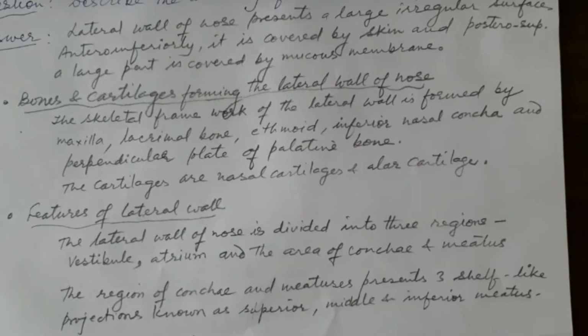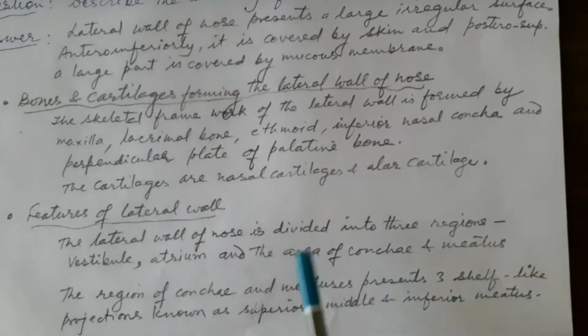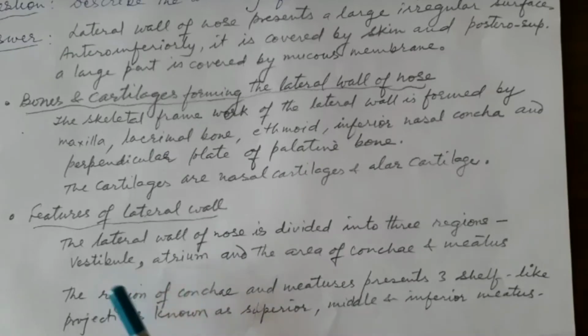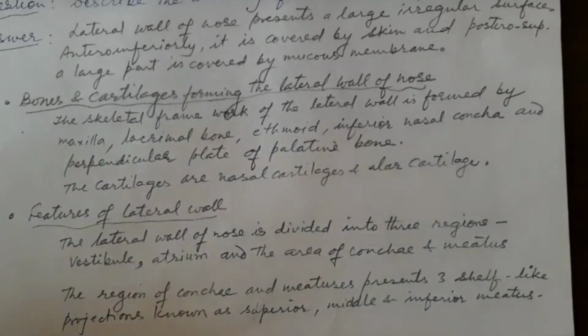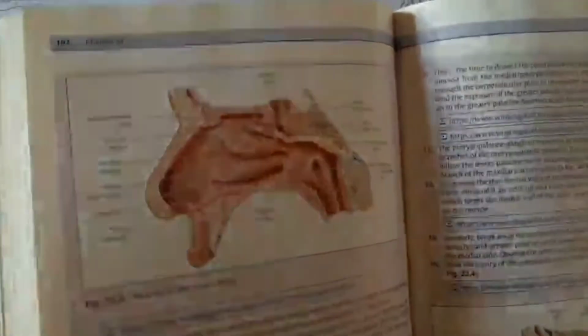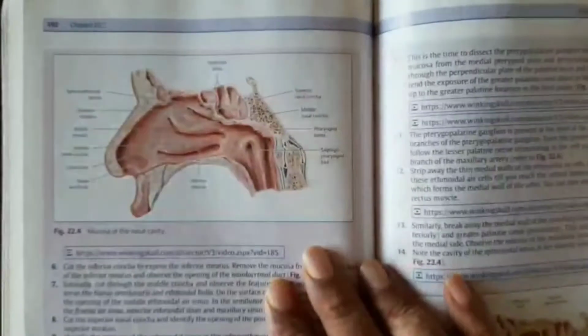So, features of the lateral wall. The lateral wall of the nose is divided into three regions. Which are the three regions? Vestibule, atrium, and the area of the concha and meatus. I will come back to the diagram which shows the lateral wall covered by the mucous membrane. Let me find where this is, and I will show you the three different regions. Yes, I got it here. These are the three different regions.